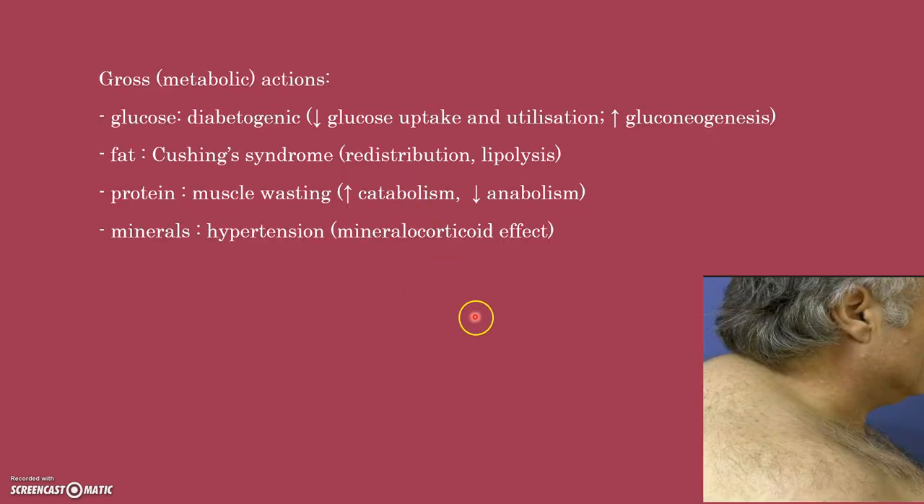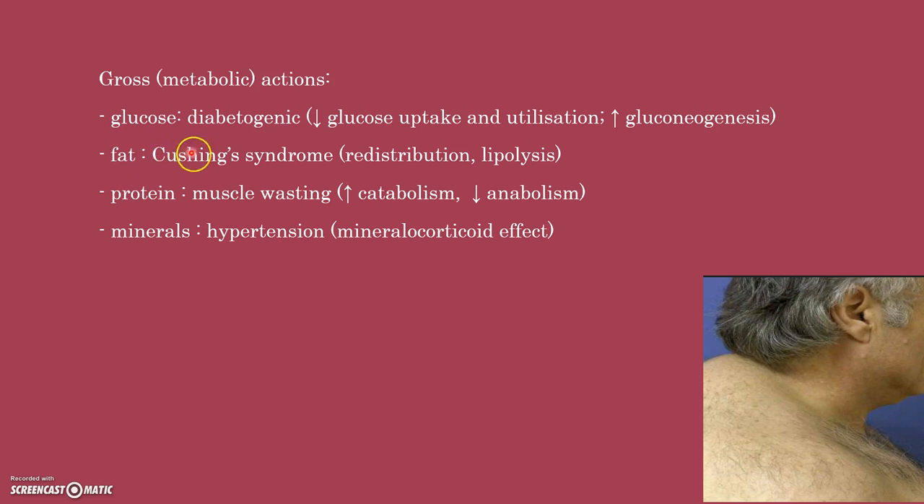So what are the gross actions of steroids? It's diabetogenic. It reduces glucose uptake and utilization, and also increases gluconeogenesis. So this is quite anti-insulin. The effects are the opposite of insulin. Insulin promotes the usage and also the storage of glucose, whereas corticosteroids reduce the utilization and also reduce the storage of glucose.